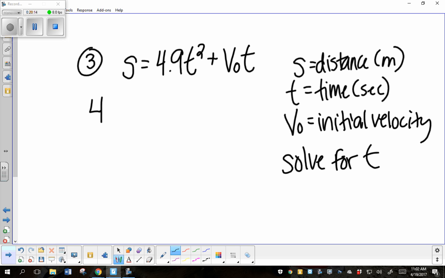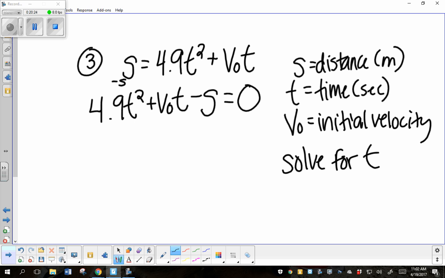So we're going to have 4.9 t squared plus v naught t minus s equals 0. So I did that kind of quick. Do you guys see I just subtracted s from both sides, and I flipped the sides, because we like to see it on that side.